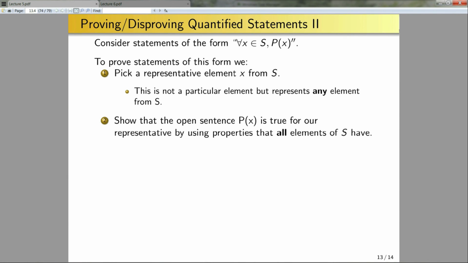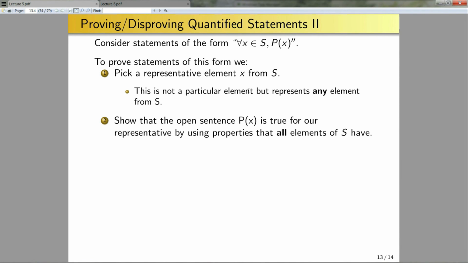Now, after I've done that, I need to show that the open statement p of x is true for our representative by using properties that all of the elements of S have. So for instance, if x was an odd integer, I could pick an arbitrary odd integer, and then I could use the property that x would be equal to 2n plus 1 for some integer n. And I would use that fact to prove the proposition. I've already done this in a few of the examples, so a good exercise would be to go back, look at those examples, and verify that, yeah, that's what was done.